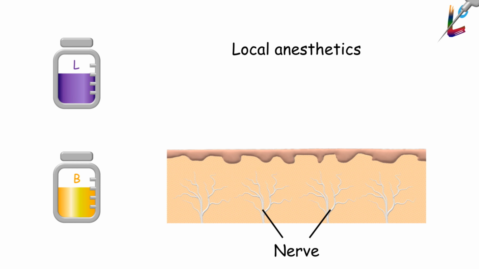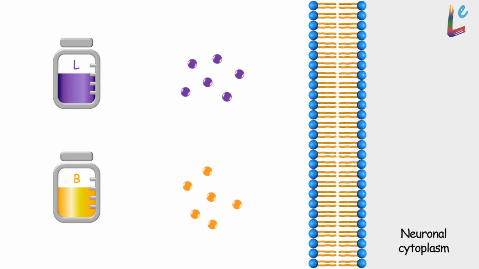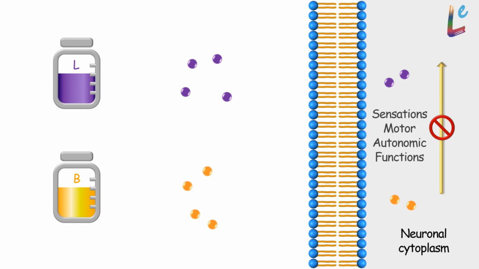We usually administer local anesthetic drugs close to the nerves. They then enter the nerve by simple diffusion and block the nerve impulses. This blocks sensations, motor or autonomic functions in the region supplied by the nerve.